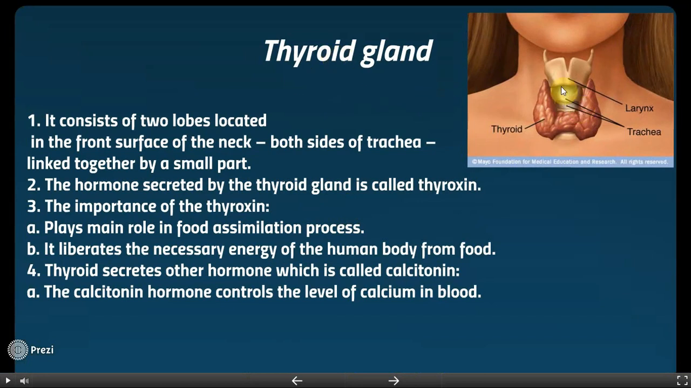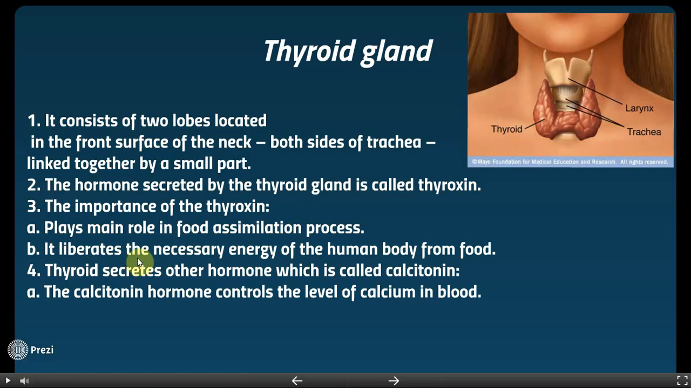Thyroid gland. It consists of two lobes located in the front surface of the neck, on both sides of the trachea, linked together by a small part. The hormone secreted by the thyroid gland is called thyroxin. Thyroxin plays an important role in the food assimilation process.